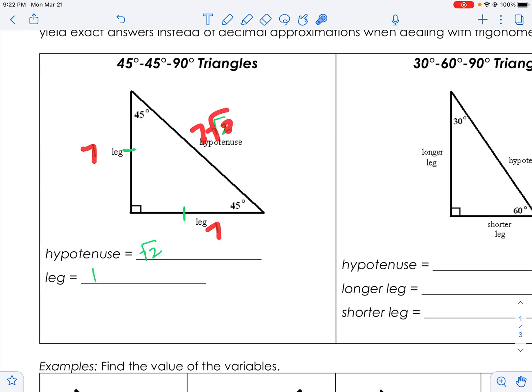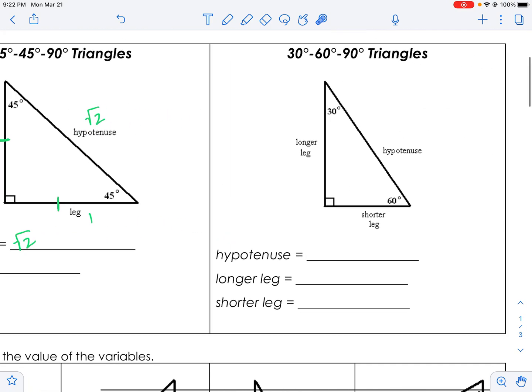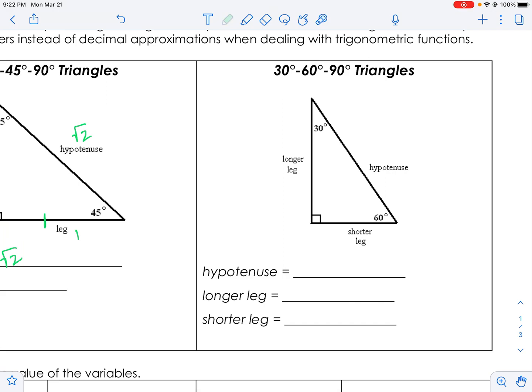So if it were 7, it would be 7, 7, 7 root 2. If it were 30, then it would go 30, 30, 30 root 2. And let's say that the hypotenuse was 55 root 2, then your legs would be 55. So that's that pattern rule.